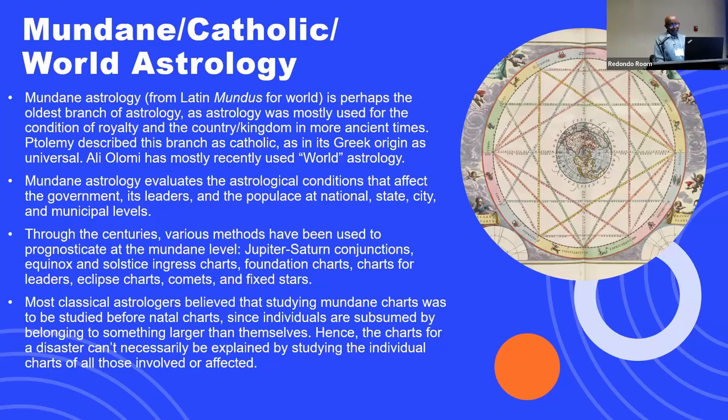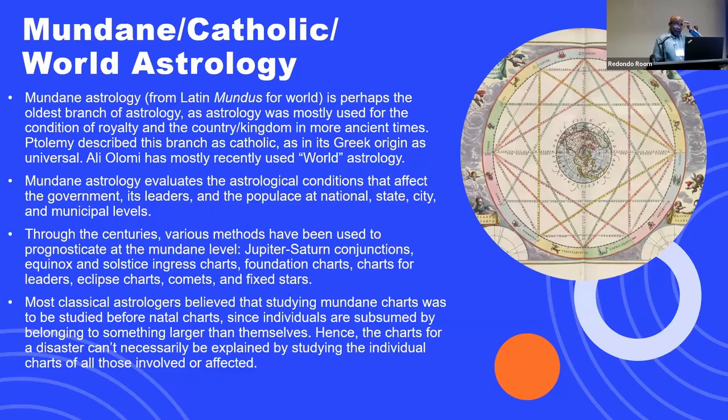One of the funny things about that word, it means universal. And this is what Ptolemy called this form of astrology. It's considered the oldest branch of astrology, and it was used more for the condition of royalty and leaders and the country and kingdom in more ancient times. Again, like I said, he called it Catholic, but Ali Alomi has coined another phrase, which is more world astrology, even though mundus also does mean world.